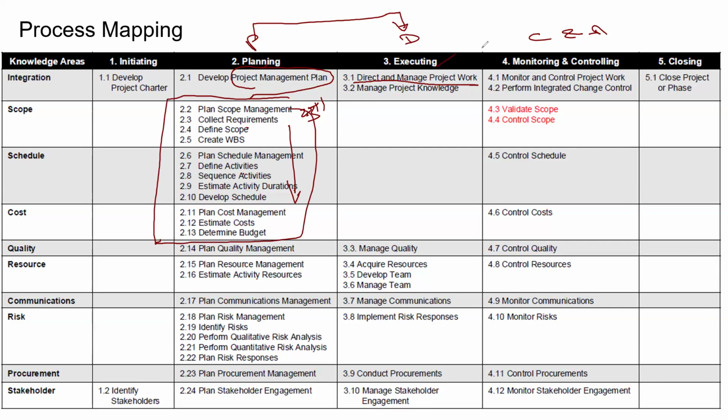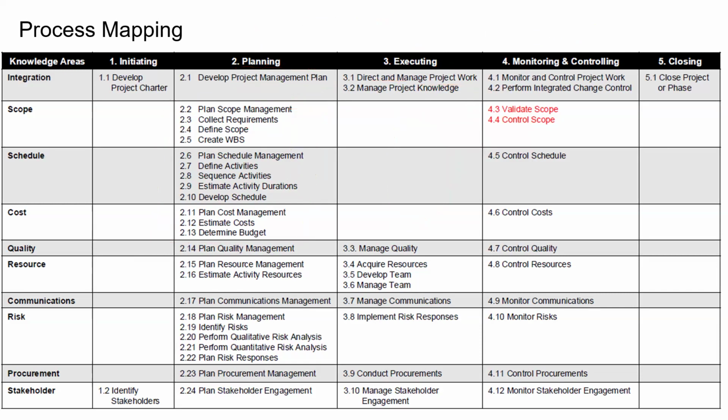So don't think that because there are no execution processes for scope, schedule, and cost, there is no doing part. There is a doing part, but the only thing is it is not shown specifically in scope, schedule, and cost. Doing or execution is done through direct and manage project work. This understanding is important to answer questions in the examination. So with that overview, let's continue our discussion from the last class about create WBS, work breakdown structure.